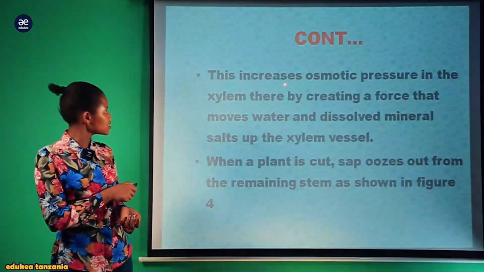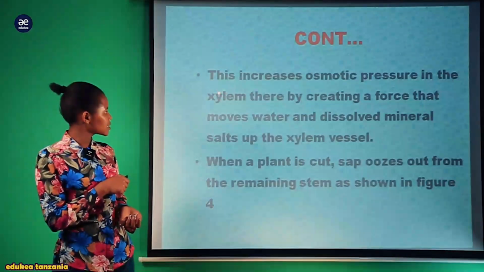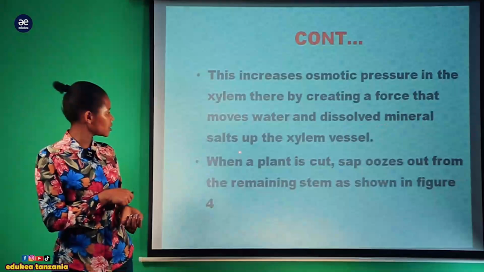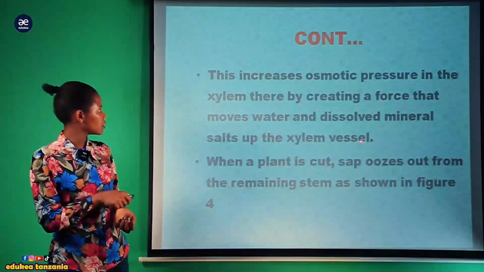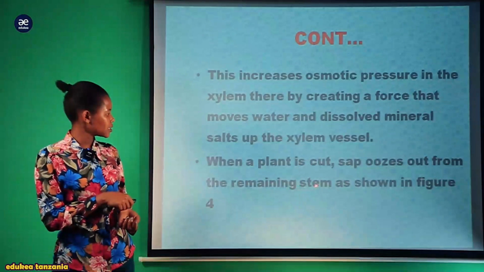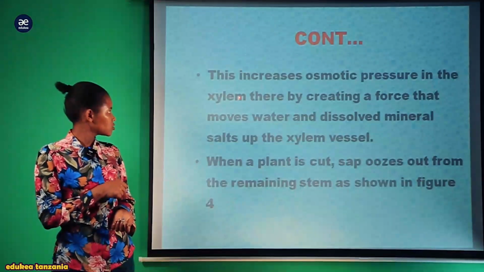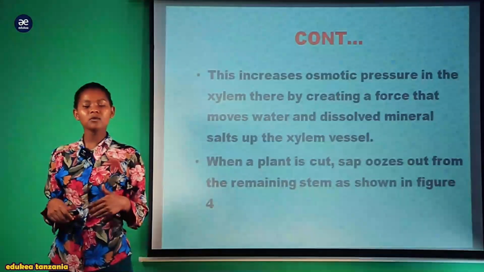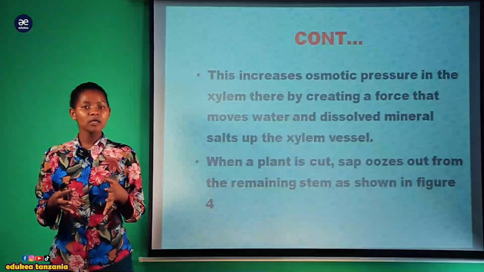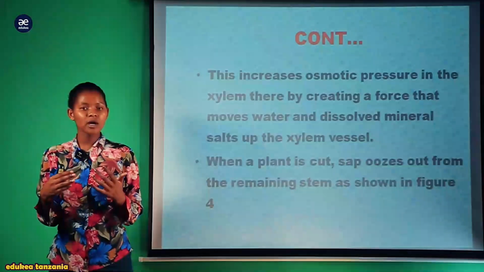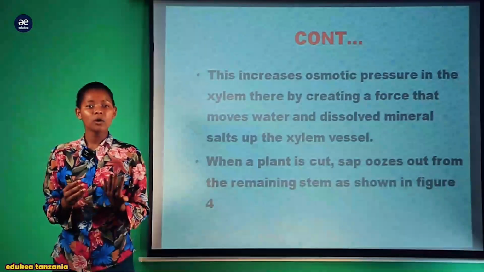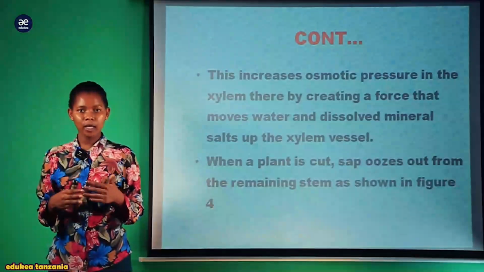And here we can see this increases osmotic pressure in the xylem, thereby creating a force that moves water and dissolved mineral salts up the xylem vessels. And when a plant is cut, sap oozes out from the remaining stem as shown in this figure. Tunaona kwamba process ya endodermis kupush water and mineral salt kwenda kwenye xylem inatengeneza osmotic pressure. Hii osmotic pressure inaendelea kusababisha msukumo wa water and mineral salts kuendelea kuwa pumped kwenda kwenye different parts of the plant body.